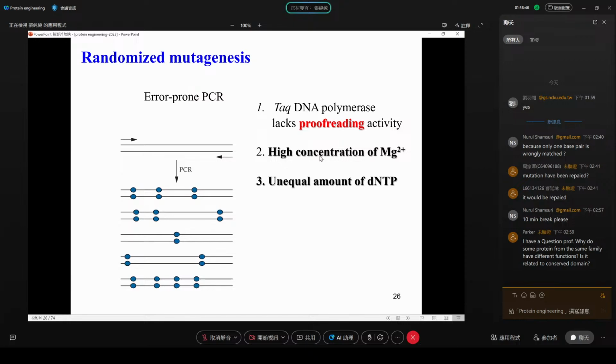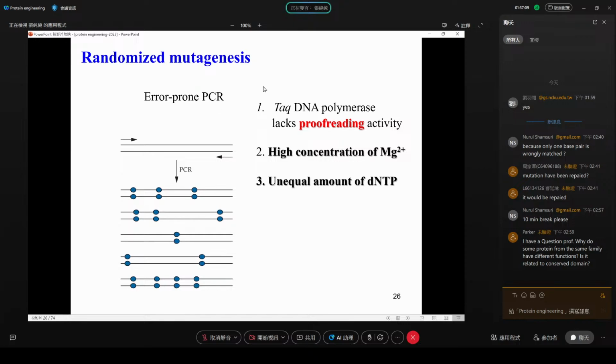I use a high concentration of magnesium chloride, sometimes even higher than 8 millimolar, to make this complex so stable. I add an unequal amount of the dNTPs to induce misincorporation. Then I can generate this kind of randomized mutagenesis product, a so-called error-prone PCR.